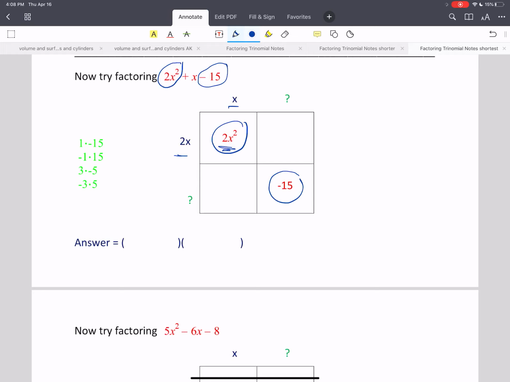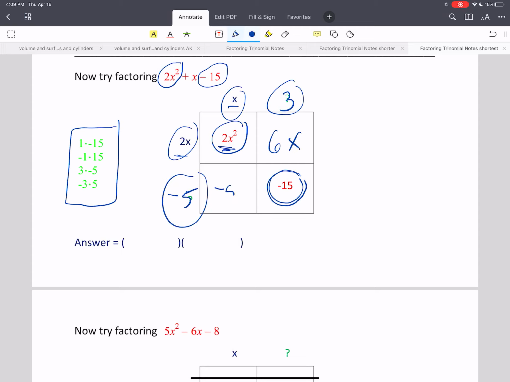The hardest thinking is figuring out what goes where the green question marks are. You need two numbers that multiply out to negative 15. Over to the left, I've given you four combinations of factors that multiply out to negative 15. Which of those will work? Why don't you pause the video and try them. Okay, welcome back. Did you get that 3 and negative 5 work? 2x times 3 is 6x, and negative 5 times x is a negative 5x, and these combine to x. 1x is the same as x. So my answer is x plus 3 times 2x minus 5.